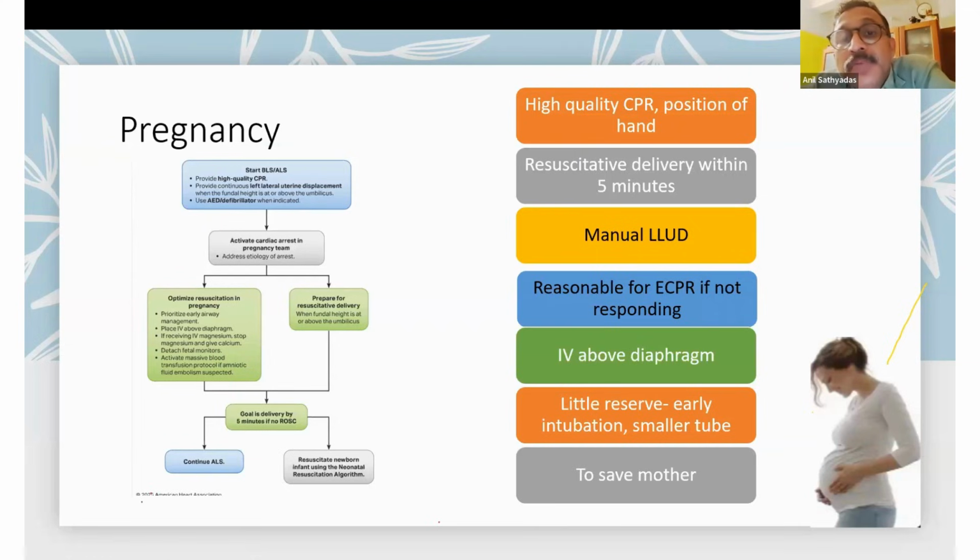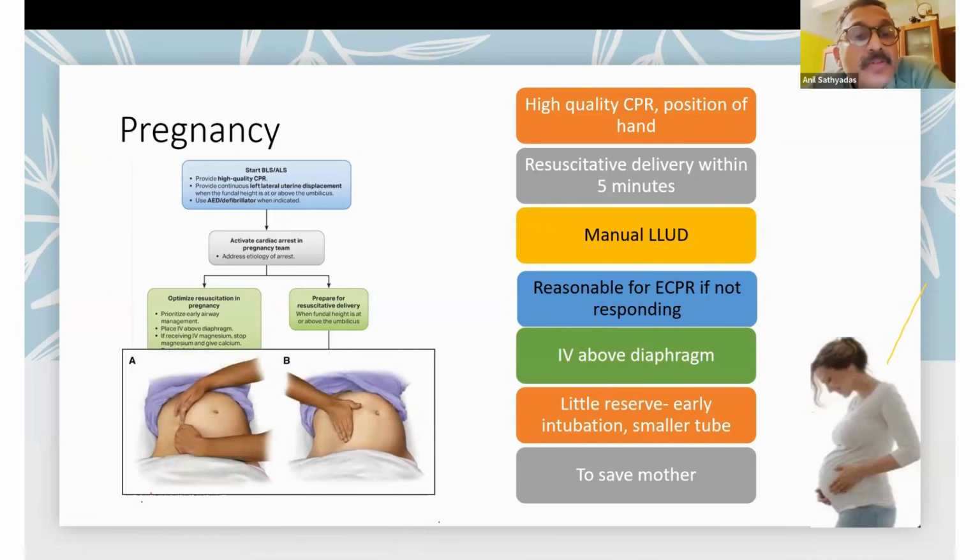And here, especially for amniotic fluid embolism and things that are easily correctable, you can go for extracorporeal CPR. The IV access is ideally preferred above the diaphragm because the uterus compresses the IVC. They always have a little less reserve, and early intubation is always recommended using a smaller tube because the airway would be smaller. And most of the time it would be done to save the mother.